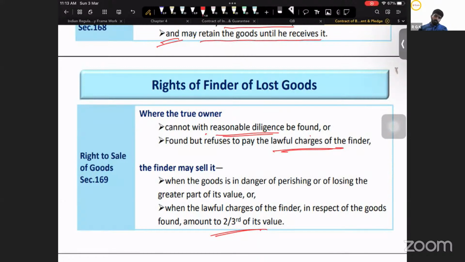So with this, we conclude the provisions on contract of bailment. Contract of bailment comes to an end here.